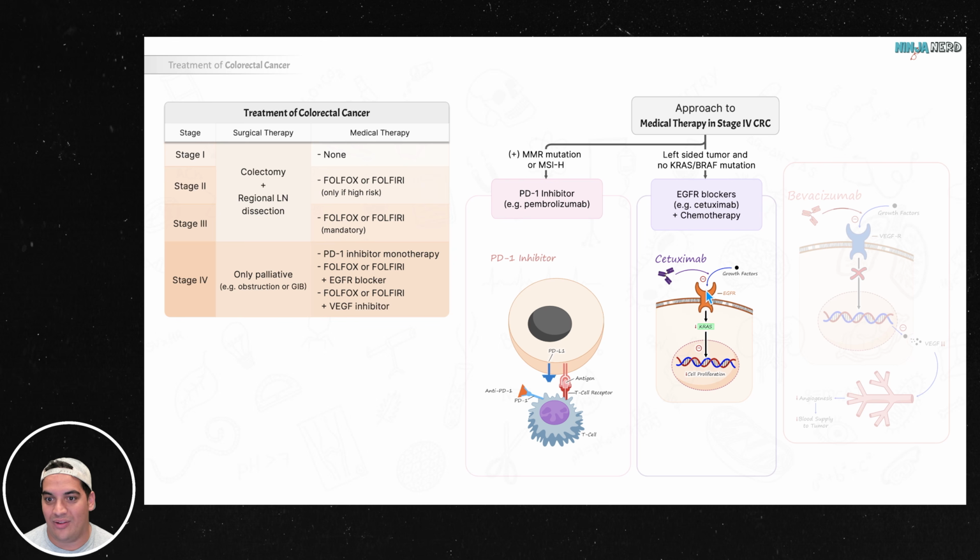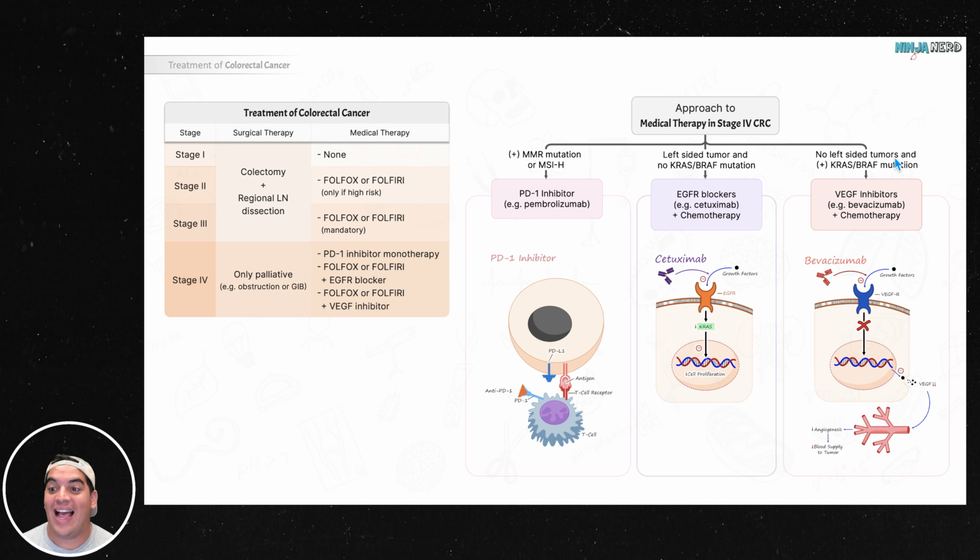So what I would want to do in that situation, if they don't have the KRAS mutation, is actually manipulate this, because it's not hyperactive. It's actually going to respond to my therapy. So left-sided tumors and no KRAS BRAF mutation, you give cetuximab plus the FOLFOX or the FOLFIRI.